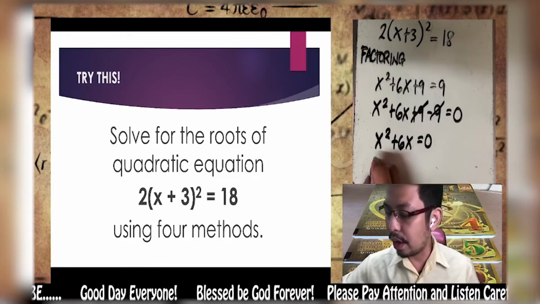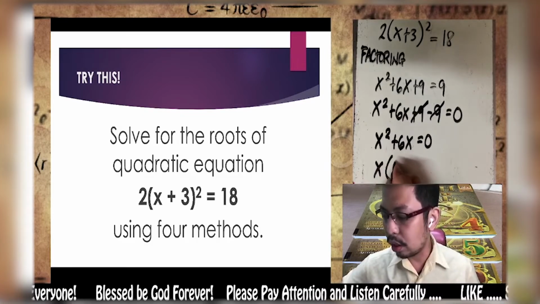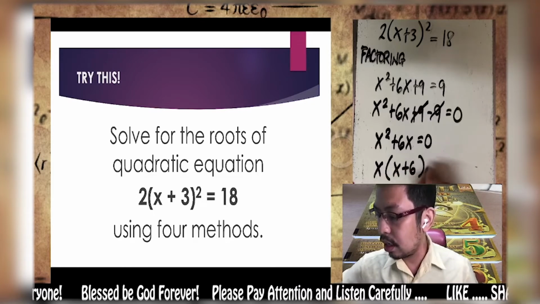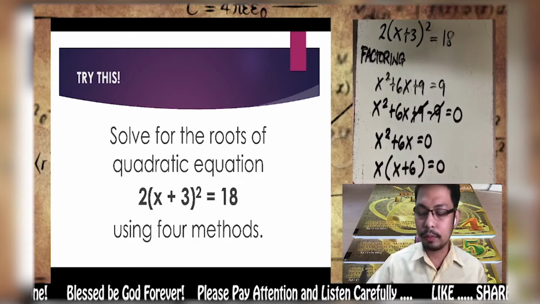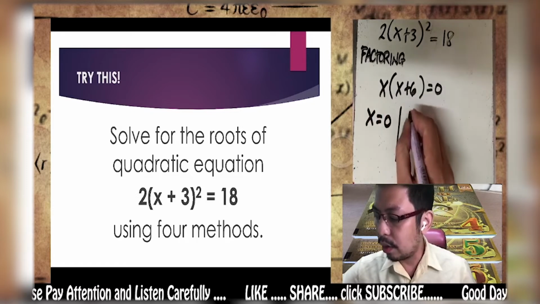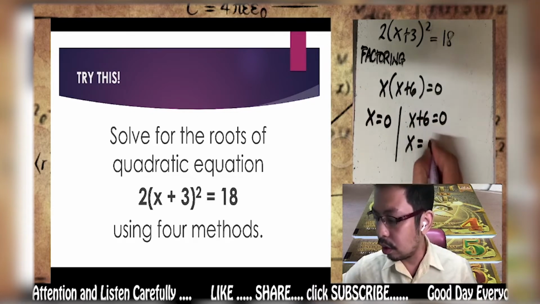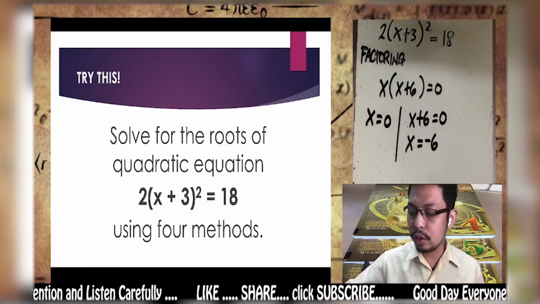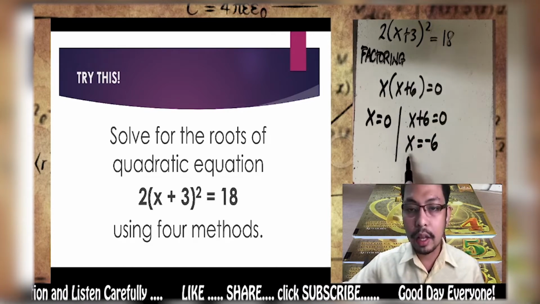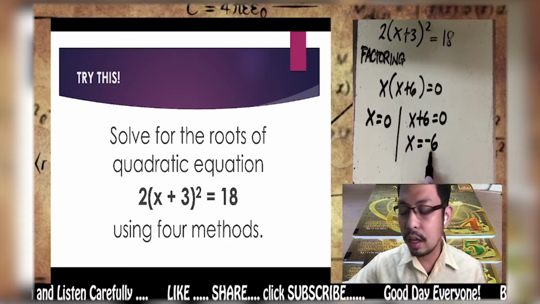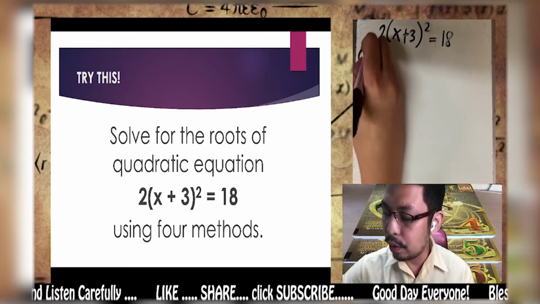Using the common factor, we have x times the quantity x plus 6 is equal to 0. x is equal to 0 and the other one is x plus 6 is equal to 0. x is equal to negative 6. So the roots are x is equal to 0 and x is equal to -6. Next, we have completing the square.